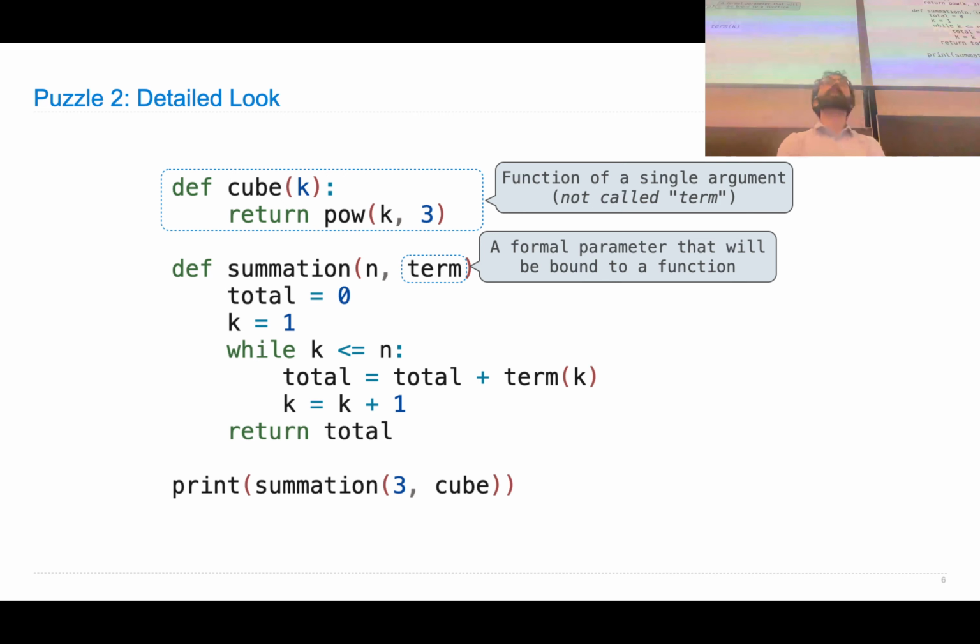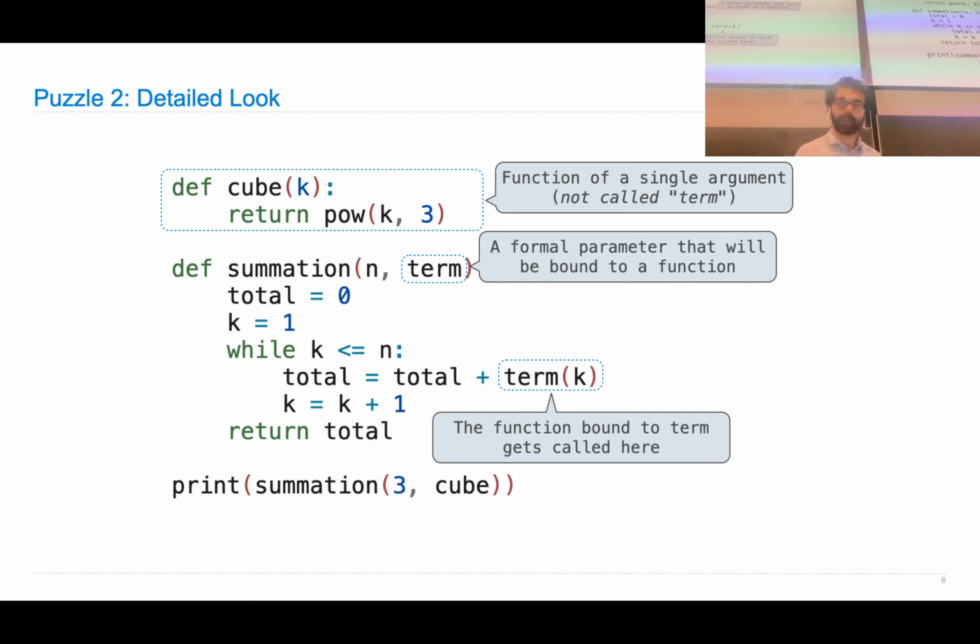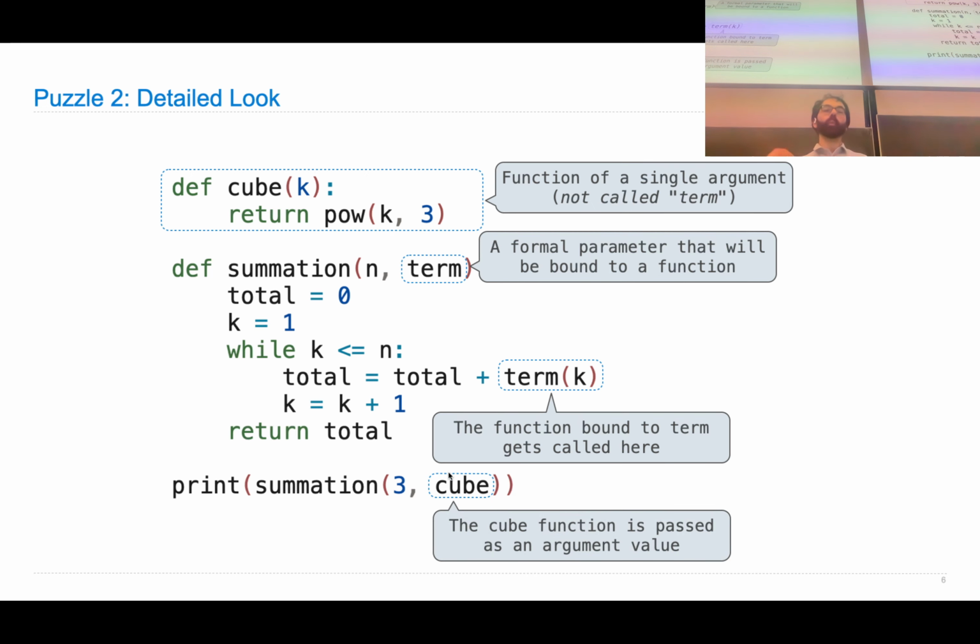And that's something that will later be bound to a function. Right now we don't know what it is when we're writing the summation function, but it's something that's expected to be a function. Then down here, whatever gets bound to term is going to get called on this line. And then on this very last line, whenever you call print summation 3 comma cube, the cube function is passed as an argument value. Thus, this term variable gets bound to that function.